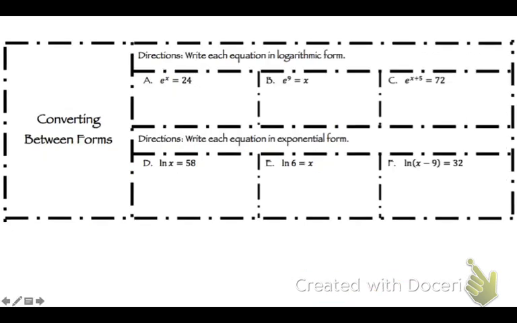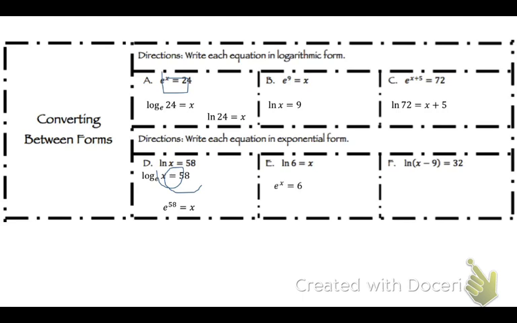Let's see. So if we write these as logarithmic functions, that's log base e of 24 equals x, which is ln of 24 equals x. That's ln of x equals 9. ln of 72 equals x plus 5. Now if we switch these to exponential form, that's log base e of x equals 58. Draw that e, so that's e to the 58th power equals x. This would be e to the 6th power, or e to the x power equals 6. e to the 32nd power equals x minus 9.